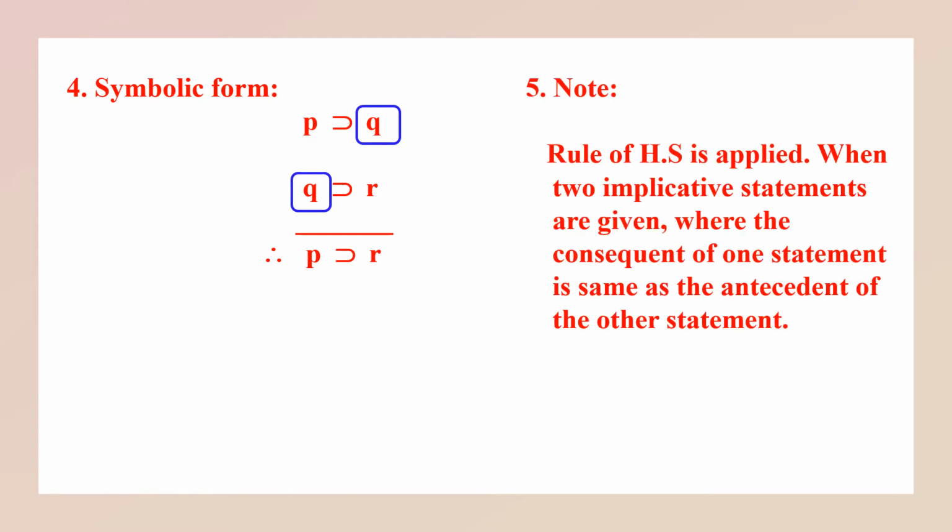Let us see the symbolic form. P implies Q, Q implies R, therefore P implies R. Your Q, which is the consequent of the first statement, is same as the antecedent of the second statement. From this, we derive the third conditional statement, which has the antecedent of the first and the consequent of the second. Let us note the rule of HS is applied when two implicative statements are given where the consequent of one statement is same as the antecedent of the second statement.